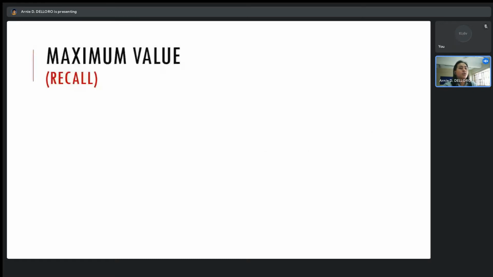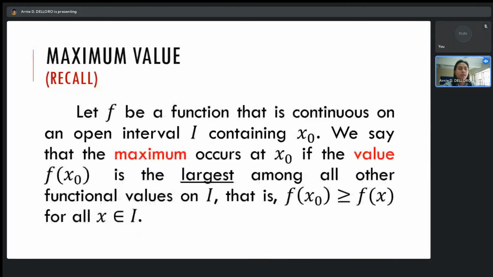So, kailan tayo nagkakaroon ulit ng maximum value? Recall ulit natin. We let f be a function that is continuous on an open interval I containing x sub 0. Now, we say that the maximum occurs at x sub 0 if the value f of x sub 0 is the largest among all other functional values on the given interval. That is, f of x sub 0 is greater than or equal to f of x for all x elements of the given interval.